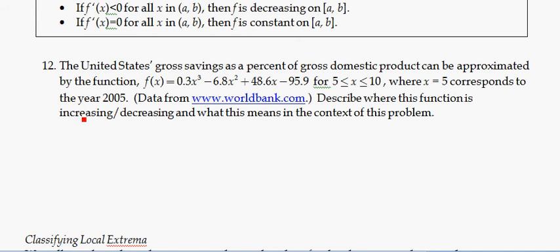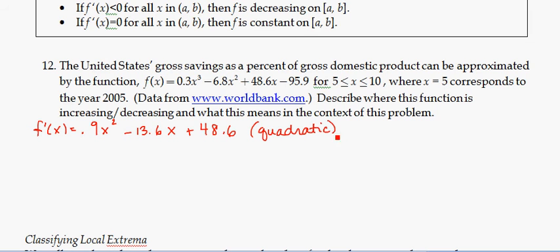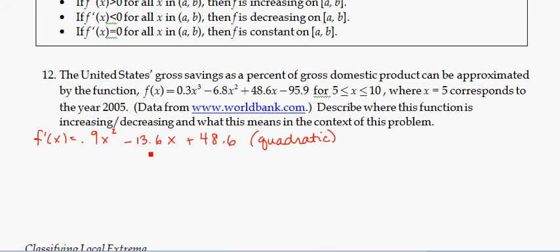So this makes sense that we would care about something like this, right? We want to know when this gross savings as a percent is going up or going down, when it's increasing or decreasing. So if we're going to talk about increasing, we're going to want to look at its derivative. So f prime, if I take the derivative, and again, you maybe want to pause this and take the derivative by hand, we're going to get 0.9x squared minus 13.6x plus 48.6. So let's take note of the fact that the derivative is quadratic, and so we do know how to solve quadratics completely.